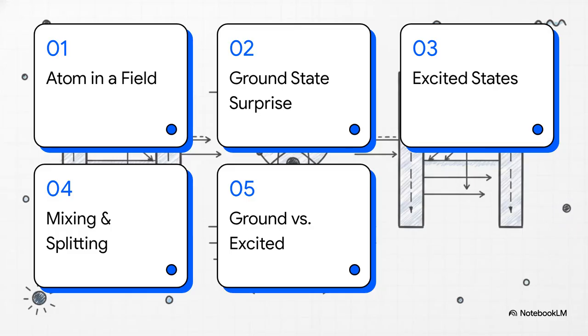Okay, so here's our game plan. First, we'll just set the scene. What's the basic physics of an atom sitting in an E field? Then we'll look at the ground state, and you'll see why I'm calling it a surprise. After that, we'll jump up to the excited states, where everything changes because of degeneracy. That leads us right into how these states mix and the energy levels split apart. And finally, we'll put it all together in a side-by-side recap to make sure it all clicks.